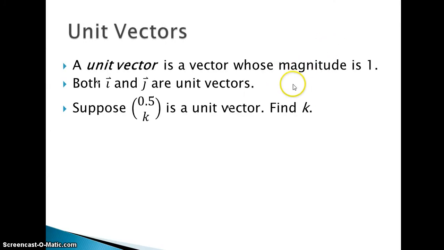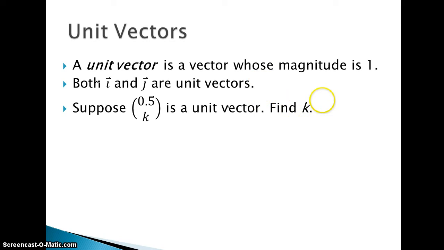Now we're going to talk about unit vectors, which you've already seen. A unit vector is a vector whose magnitude is equal to 1. So therefore, both i and j are unit vectors, and you can prove that pretty easily. So here's a practice problem. Suppose that the vector (5/10, k), that is (1/2, k), is a unit vector. Find the value of k. So I'm going to pause here for a second and figure it out.